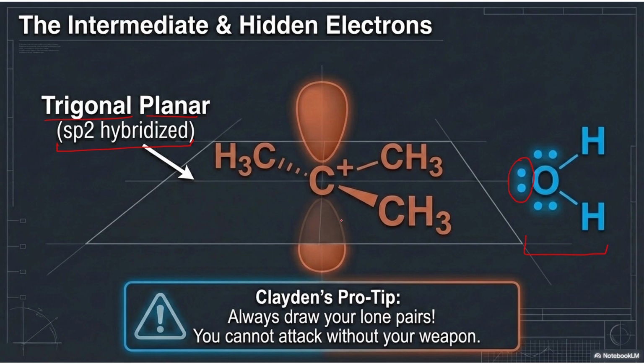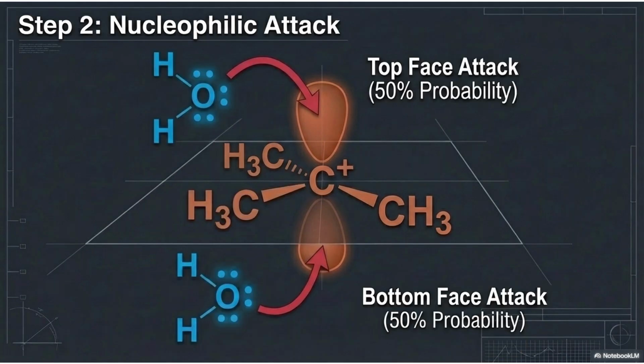It means that the molecule is planar, and now there is the probability of attack from both sides. This lone pair, or rather this nucleophile, can attack on this side, or it can also attack from this side. Let's see this one. There is a 50% probability of top face attack and a 50% probability of bottom face attack. This is an achiral molecule.